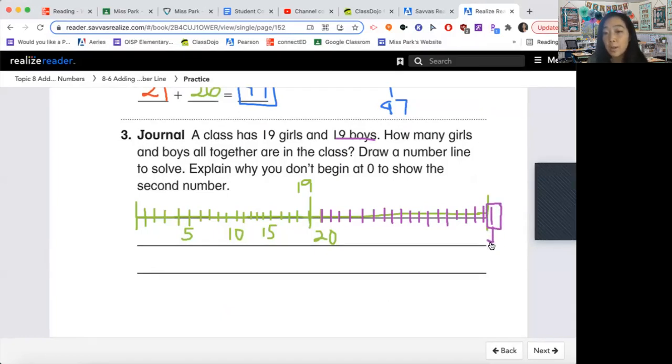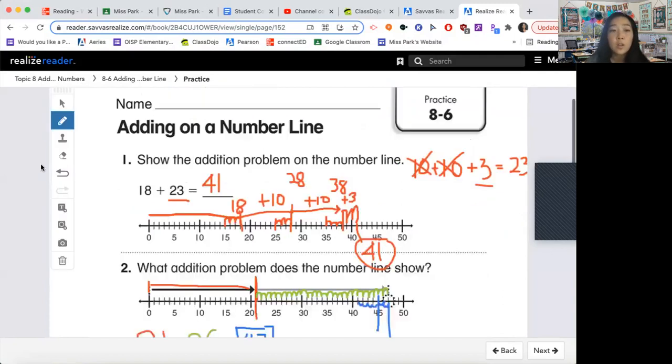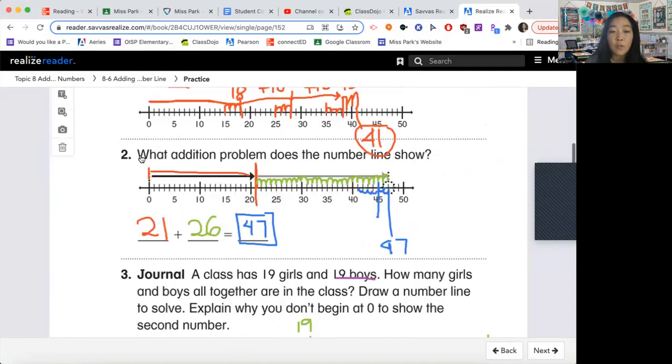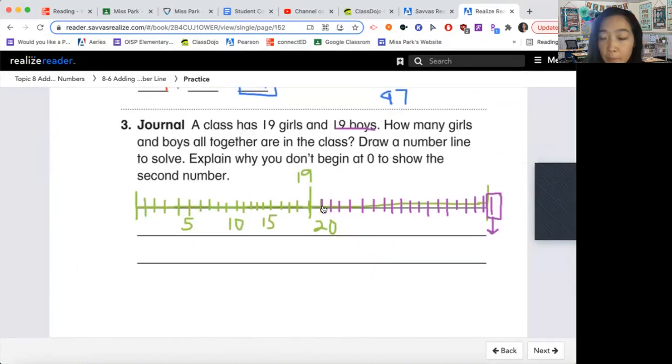Now, I don't know what number that is right now because I didn't make these little grooves. So what I need to do is find out what number this is by starting from 20. I'm going to use a different color now, and then I'm going to see what number this is. So this is 20, right?